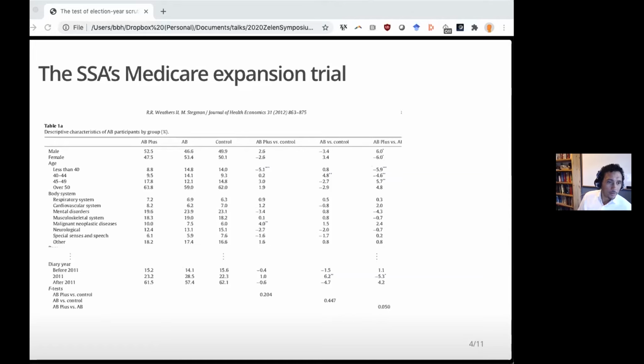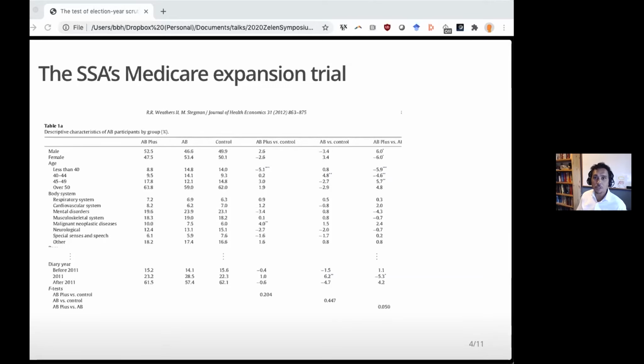So here is the better part of table 1A of this Social Security Administration study. The authors are Bob Weathers and I think it's Michelle Stegman. Their names in the full citation are listed at the top. But as you can see at a glance, looking at this table, on the one hand, it's a little more complicated than some of these studies.